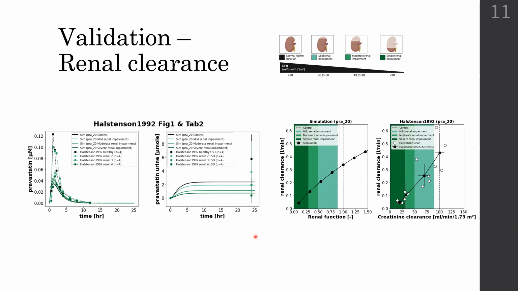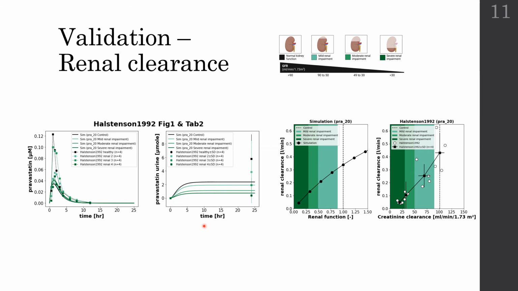However, in regards to renal clearance, data was indeed very limited, and we still wanted to see the effect that the renal impairment had on renal clearance. So for the model's validation, we looked at data from Halstensson's study in 1992, which was the only study to report values for renal clearance. And then we proceeded to simulate that with our model. What we see here on the two panels on the left are the plasma pravastatin concentrations, as well as a simulation for the amount of pravastatin excreted in urine.